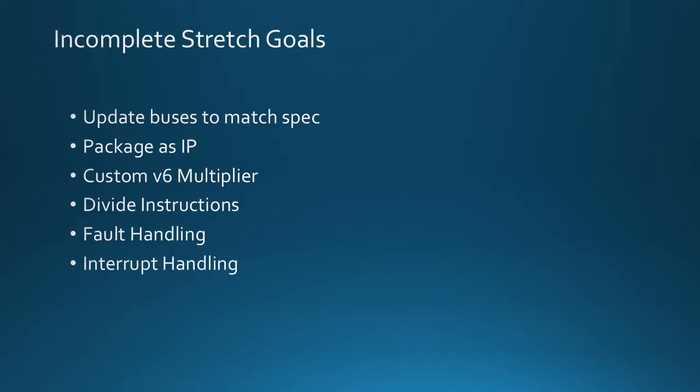The custom V6 multiplier, there's actually a specified way to do the multiplication. I ended up just using Vivado's built-in multiplier. I originally wanted to set up divide instructions, but I don't even know if there are any in the specification that I have, or it just has to be done through software. The fault handling, I figured I wouldn't be able to get to that, and interrupt handling, but eventually someday I would like to add those in.